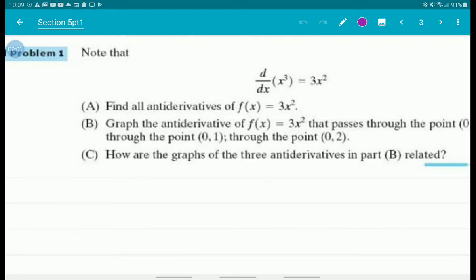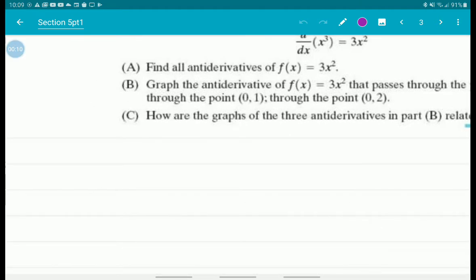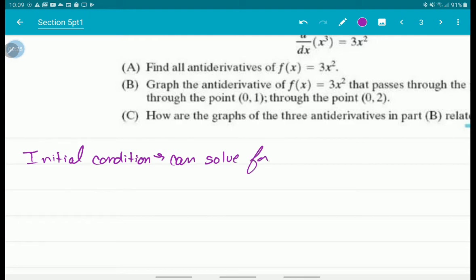In this video, we are going to talk about how you can solve for C. Well, it turns out you can solve for C if you have something called an initial condition. An initial condition is a point that's on the graph of f of x. And notice this is a capital F of x, which means we are talking about the antiderivative.